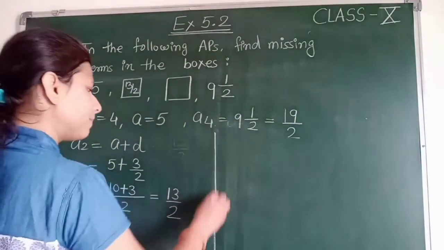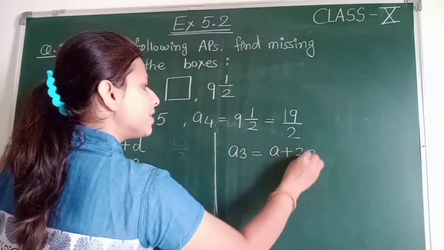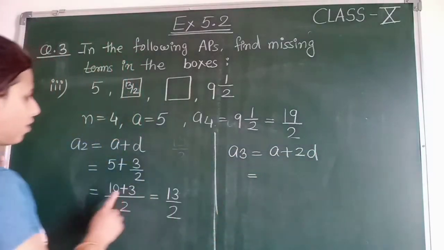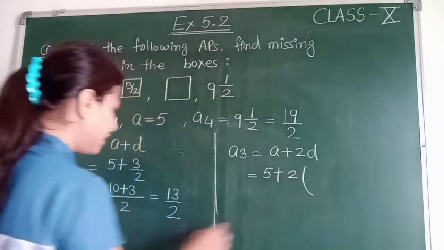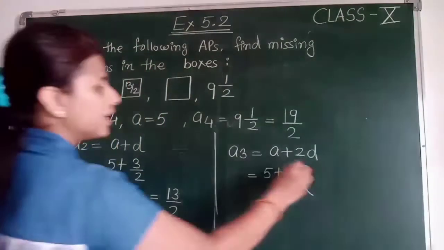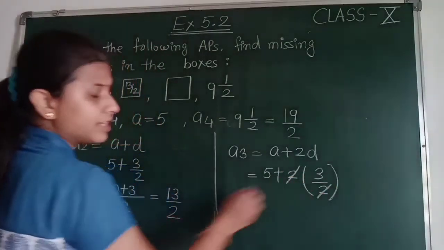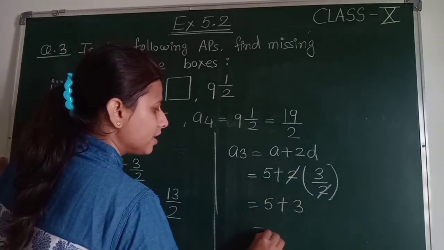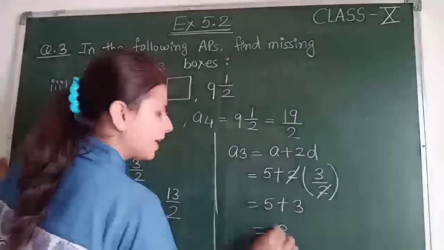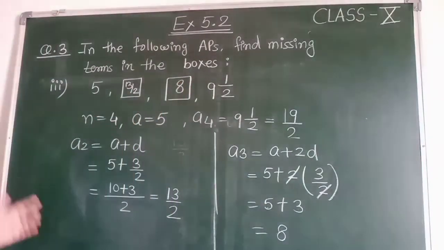Third term. Third term can be written as A plus 2D. Value of A is 5 plus 2 into D. The value of D is 3 by 2. This 2 cancels with this 2. What will remain? 5 plus 3, which means 8. So the value of this third term will be 8.